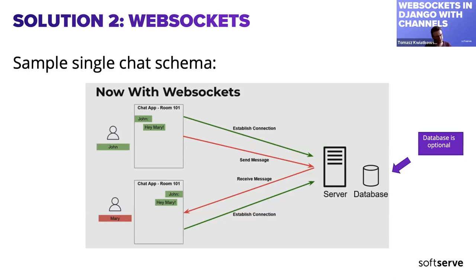And basically, she is able to also send a message to John and receive a message from John as well in the same room, in the same chat room. For this particular case, it is actually possible that we omit the existence of the database itself, as we won't need to store any additional data for those users. For instance, we might only need this server that will handle all the connections and will do all the magic in exchanging the messages between users.